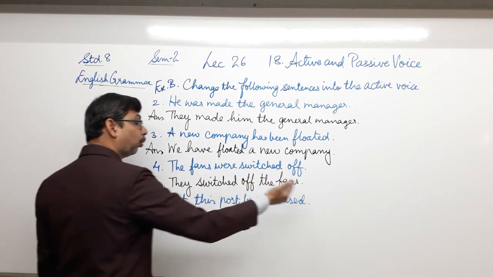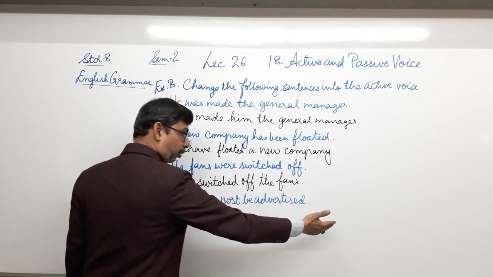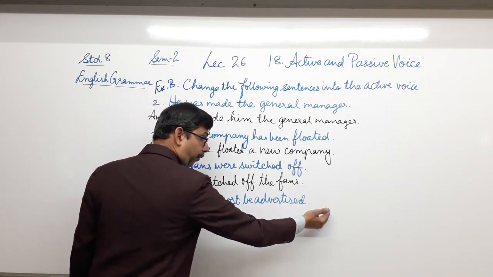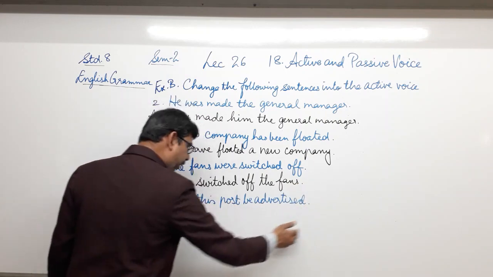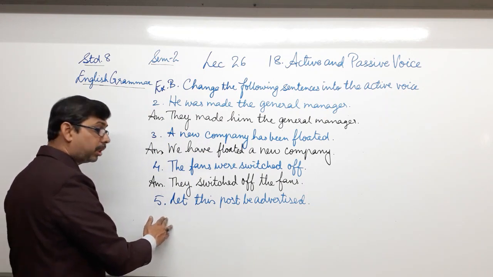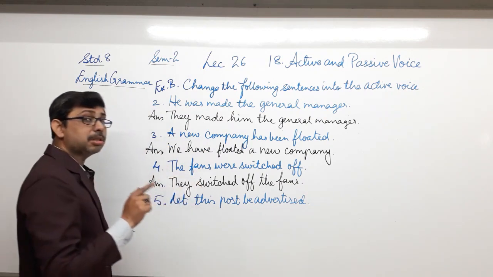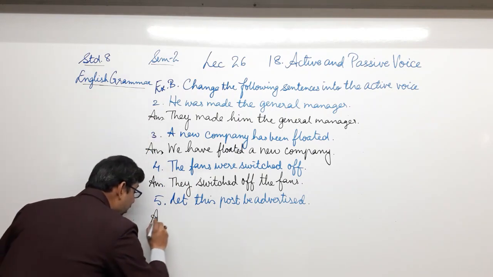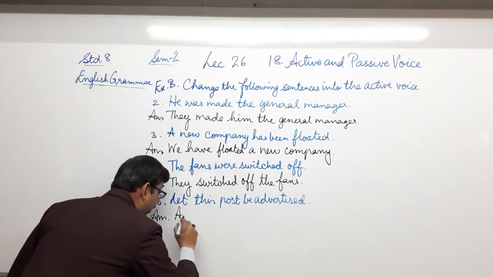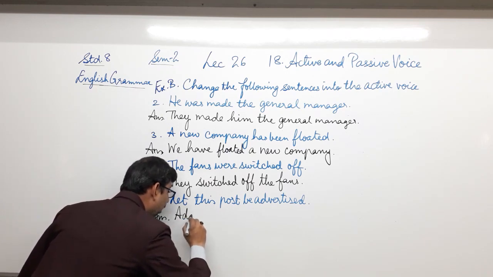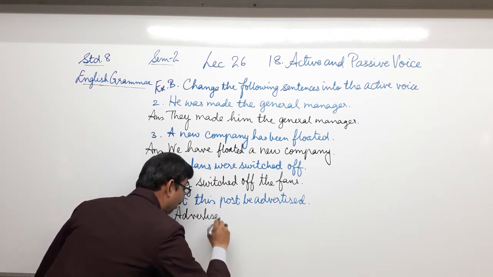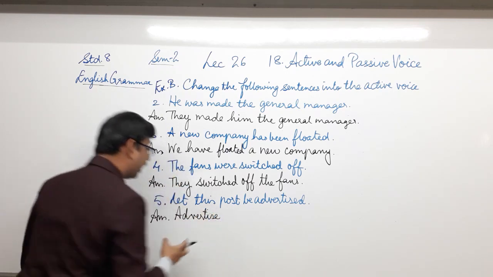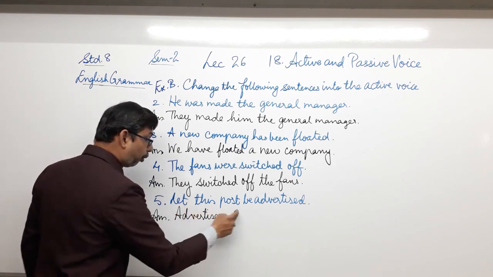So, someone was told to advertise, which is not mentioned over here. You do not have the doer of the action, the agent over here, and you don't need it also because it is assumed over here. You advertise this post. That you is not to be written. Therefore, you will simply write the answer beginning with the action doing word. Advertised. Let this post be advertised.